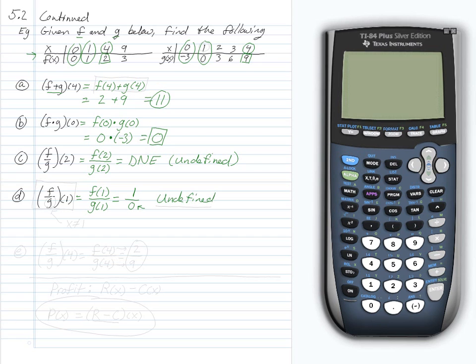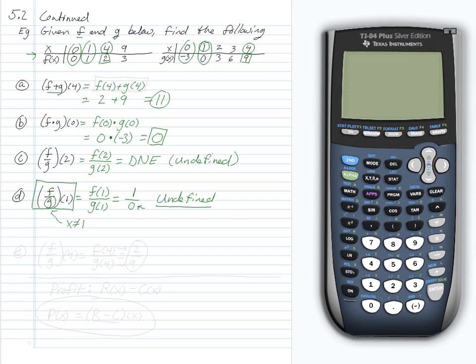Remember how this function f over g, if we go back to the original problem where we saw this type of thing, we want to make sure that g is never 0. Well, g is 0 when x is 1. So x cannot be 1 for this function. And here we're trying to plug in 1 and we get something nonsensical. We're dividing by 0, which is not allowed.